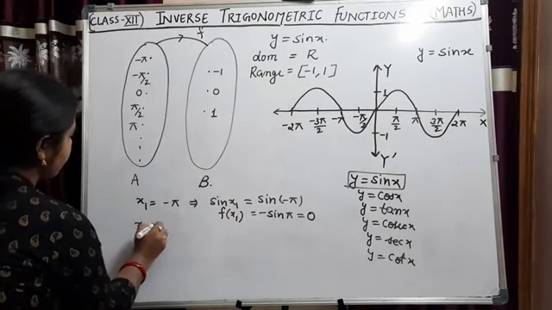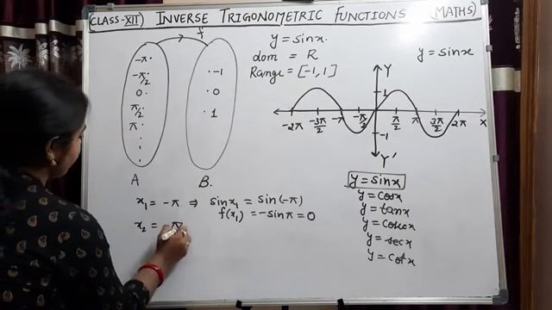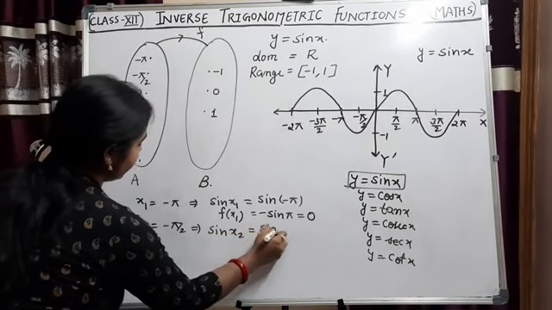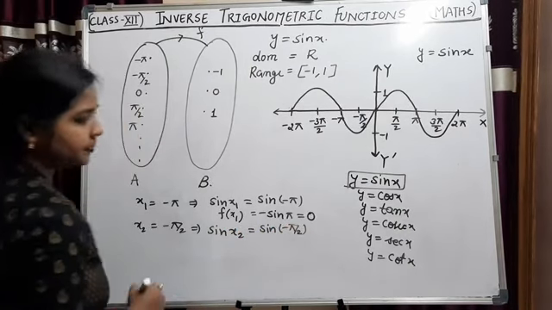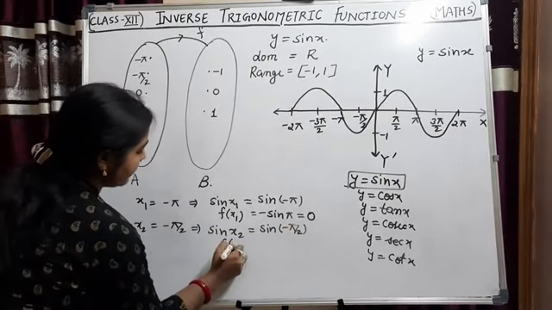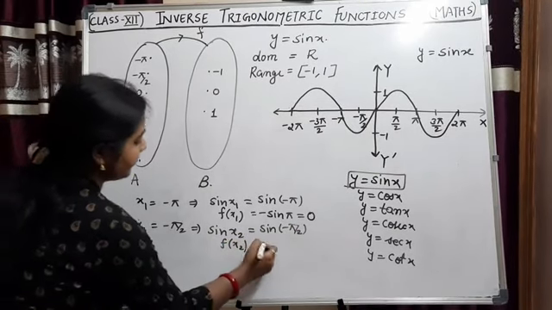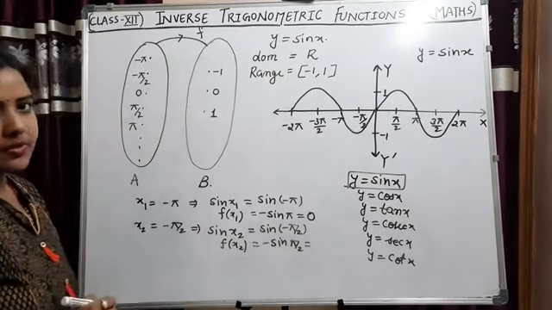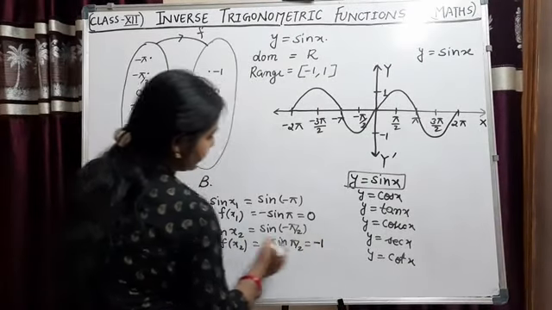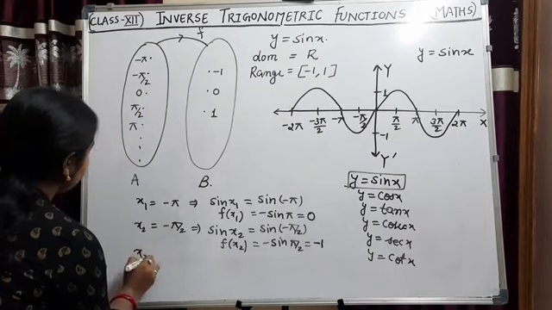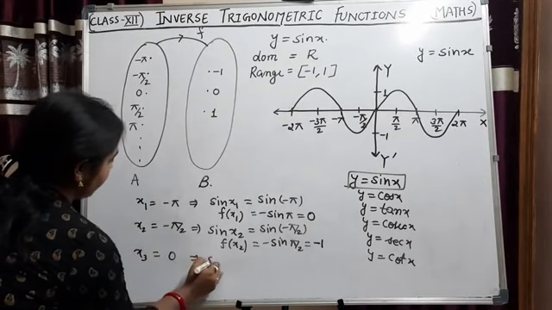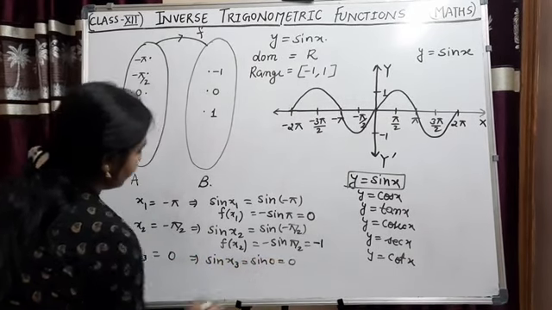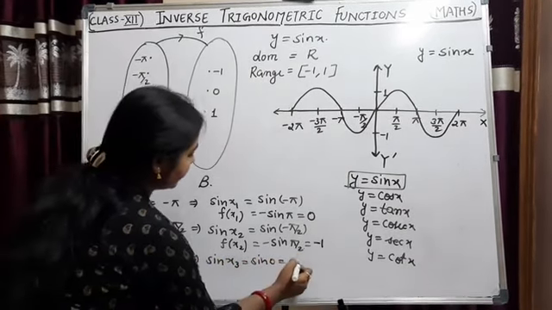Then I am taking x2 equals minus pi by 2. So I am finding the sine of minus pi by 2, which is f of x2. This is minus sine pi by 2, and we know that sine pi by 2 is 1. So this is minus 1. Then x3 is 0. You all know sine 0 is 0. So f of x3 we are getting as 0.